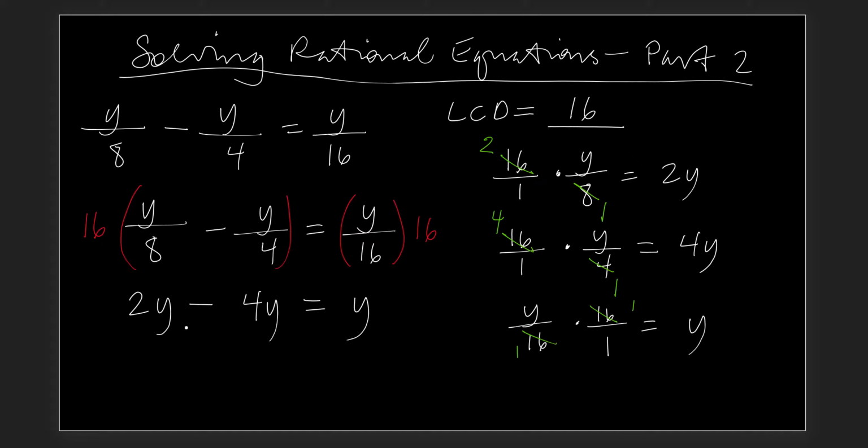Now we've got to solve for y. Well, we have like terms on the same side of the equal sign, so we need to simplify or combine those. So 2 of those minus 4 of those is negative 2 of those. Negative 2y equals y. It's a very strange looking kind of equation. And there's a few ways to solve this, but we're going to do it this way.